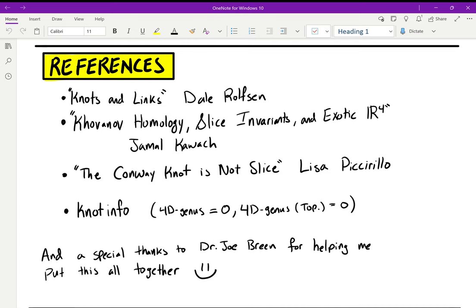Anyways, these are the references I'll be using throughout. I also want to have a special thank you for Joe, even though he's not here, to thank him for helping me put this together. He lent me some notes to know how to organize this thing, and also gave me some good resources for putting this together. All right.